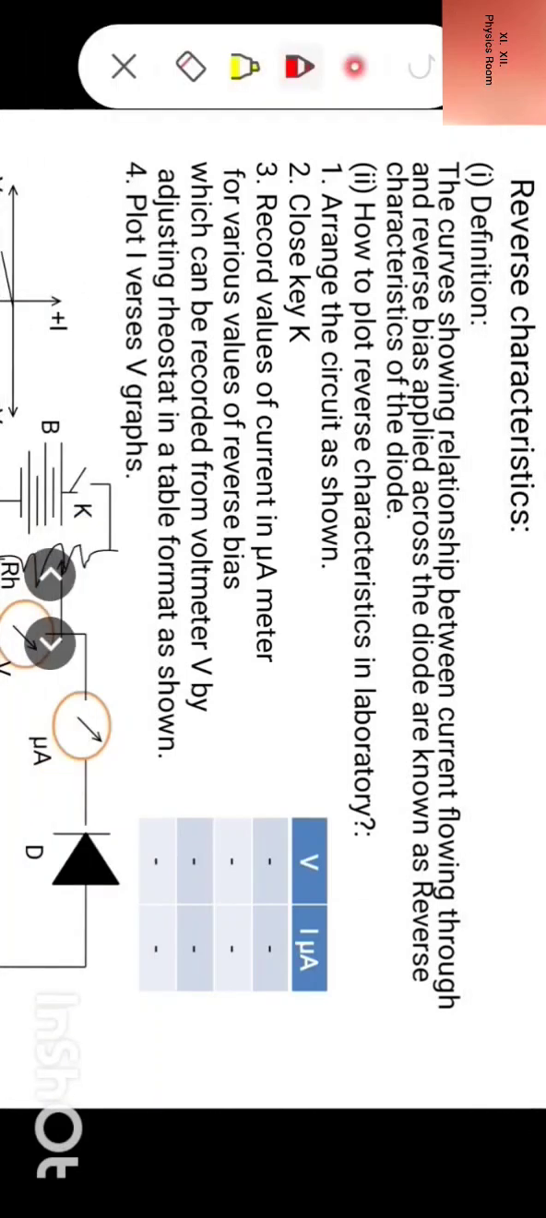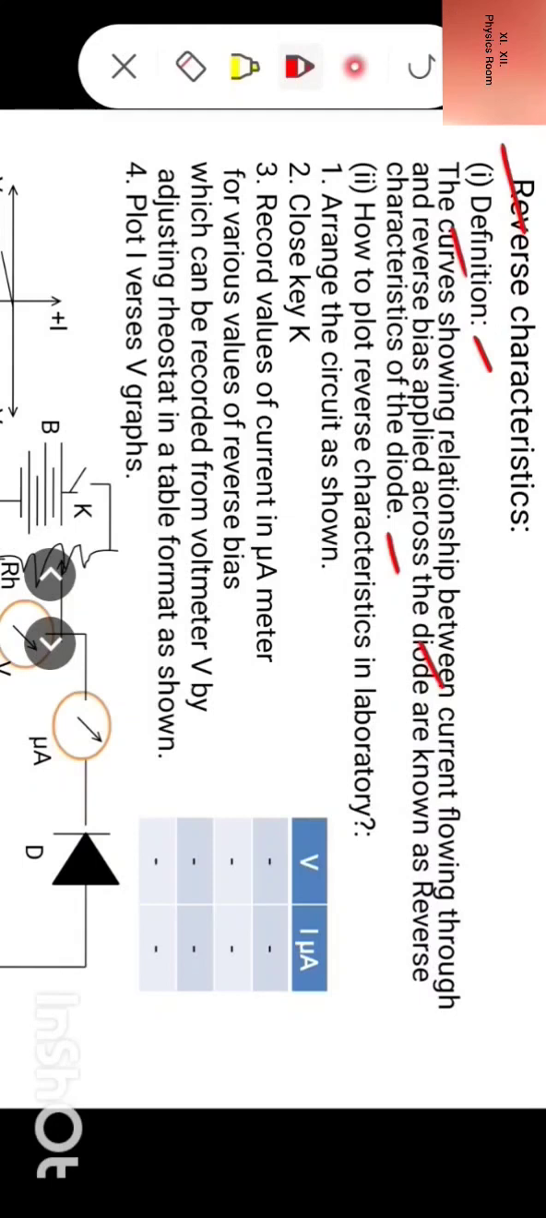Now we come to reverse characteristics of semiconductor diode. Now what are reverse characteristics? Let us define first. The curves showing relationship between current flowing through and reverse bias applied across the diode are known as reverse characteristics of the diode. I repeat the definition. The curves showing relationship between current flowing through the diode and reverse bias applied across the diode are known as reverse characteristics of the diode.